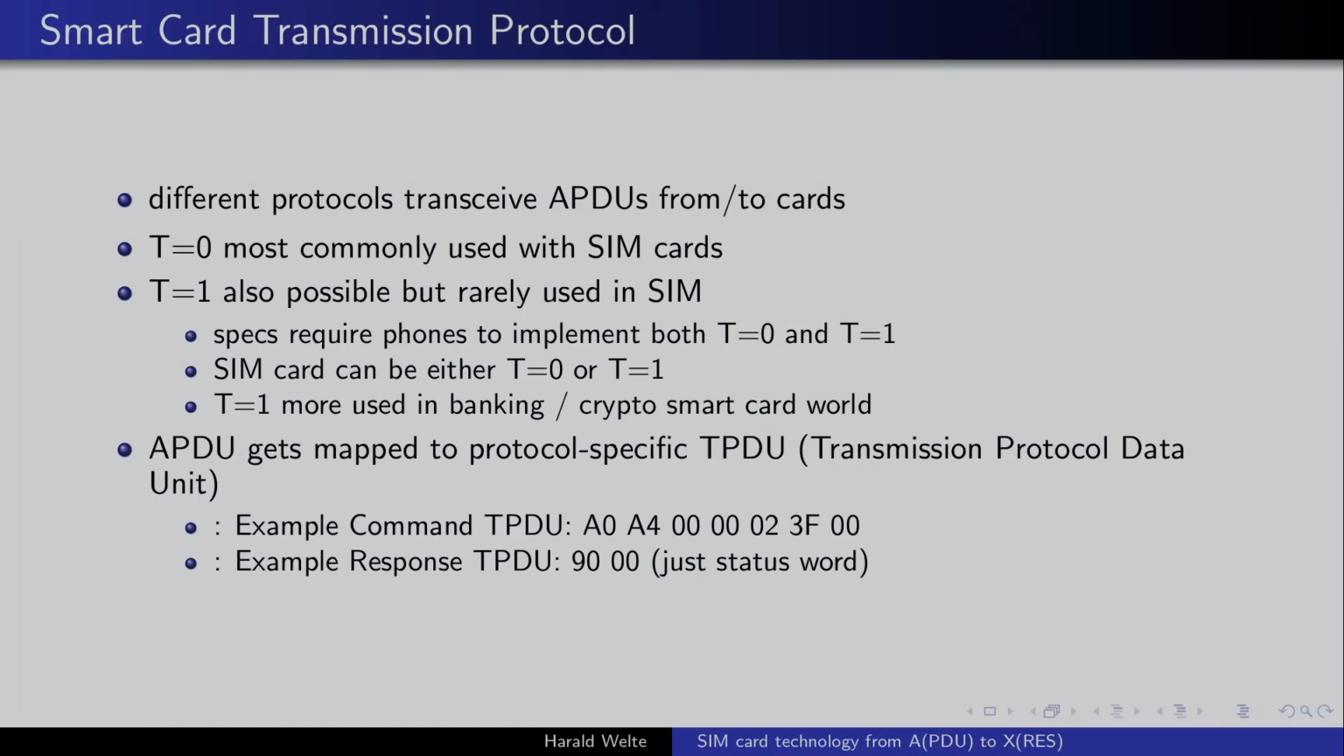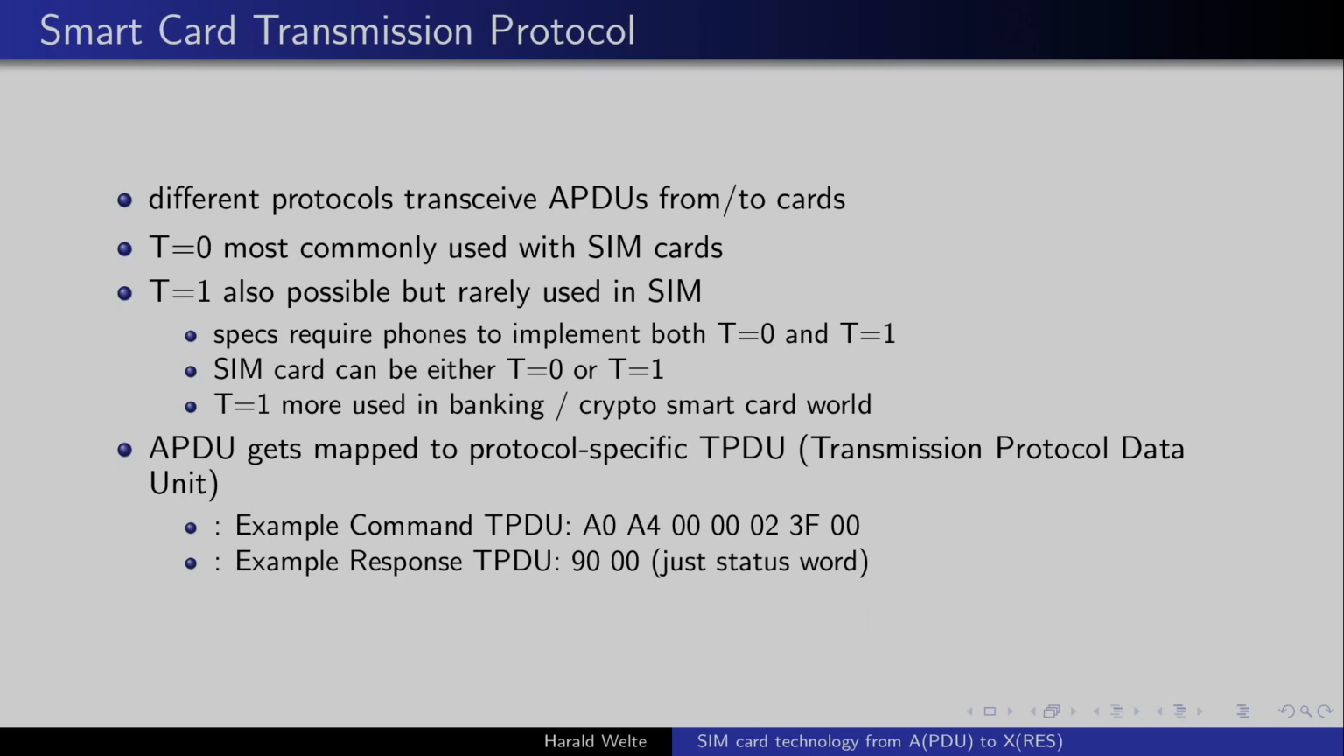And the status word, basically the card tells whether the execution was successful or whether there was some error and what kind of error there was and things like that. The APDUs are then split into a lower layer transport protocol, which are called TPDUs. There are two different commonly used protocols and two specific ones that are used in the context of SIM cards or are specified in the context of SIM cards.